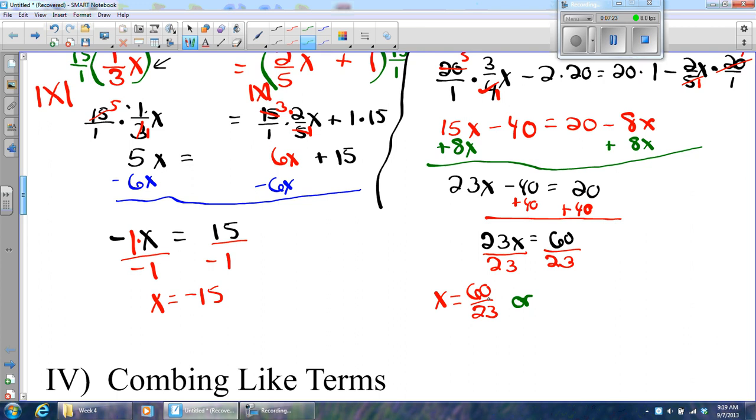See how many times 23 goes into 60? I believe it goes in twice. I think that'd be 46. I'm going to be 14 short of 60. And that'll be over 23. And there you go. Either one of those answers. You don't have to have both, just one of them. You can put both if you want, though.